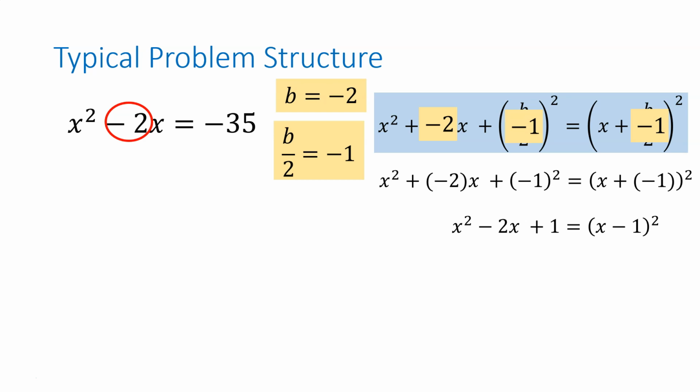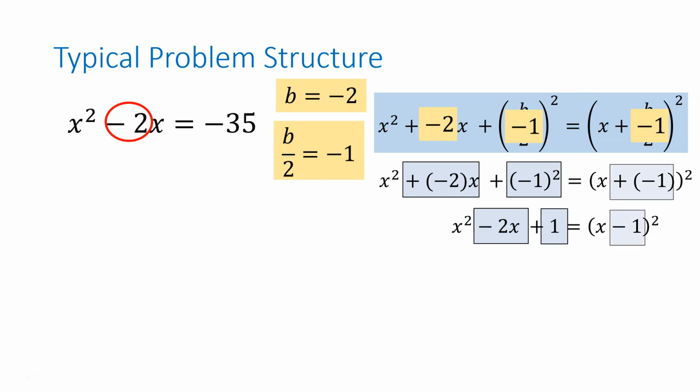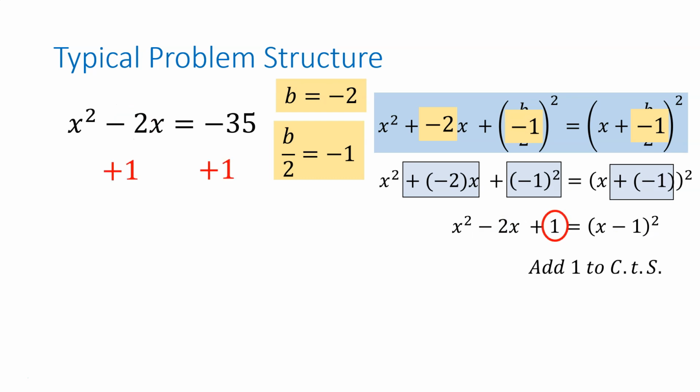We can rewrite plus negative 2x as minus 2x, negative 1 squared as positive 1, and plus negative 1 as minus 1. We see that we need to add 1 to complete the square. We add 1 to both sides to keep the equation balanced, and we get x squared minus 2x plus 1 equals negative 35 plus 1.